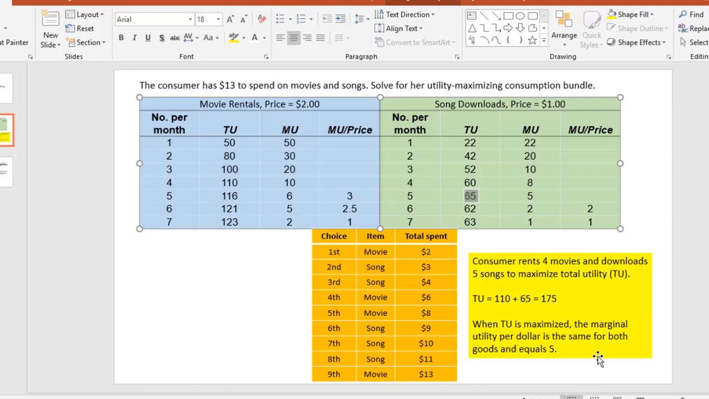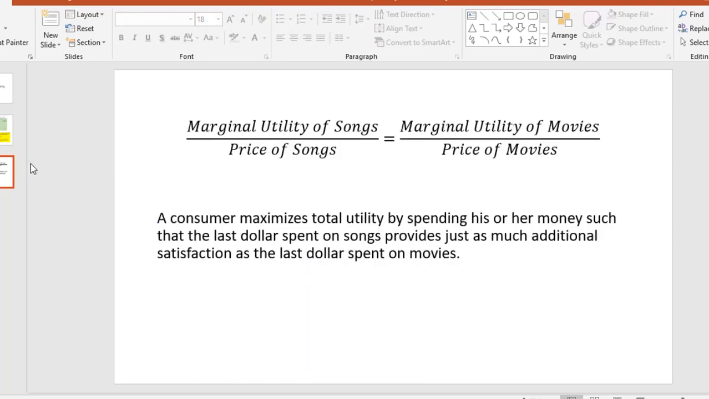So the marginal utility of the fourth movie, if you go back and look at the table, its marginal utility per dollar is 5, and if you look at the marginal utility per dollar of the fifth song, it was also equal to 5. So to sum that up then, to maximize total utility, a consumer spends his or her budget in such a manner that this condition holds. So a consumer maximizes total utility by spending his or her money such that the last dollar spent on songs provides just as much additional satisfaction or utility as the last dollar spent on movies.